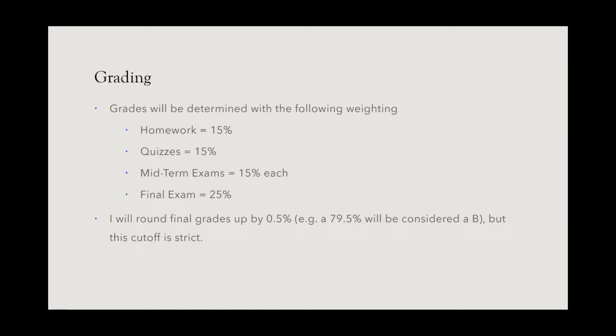All right, here's your grading distribution here. So the grades are going to be determined with the following weighting. Homework is 15%, quizzes are 15%, each of the midterm exams is 15%, and then the final exam is going to be 25% of your final grade. And I will tell you up front that at the end of the semester, I'll take your final grade and I'll round it up by 0.5% if it helps you. So for example, a 79.5 becomes a B, an 89.5 becomes an A, but this cutoff is strict. So if you have a 79.4, you're going to end with a B+. I will not round it up.